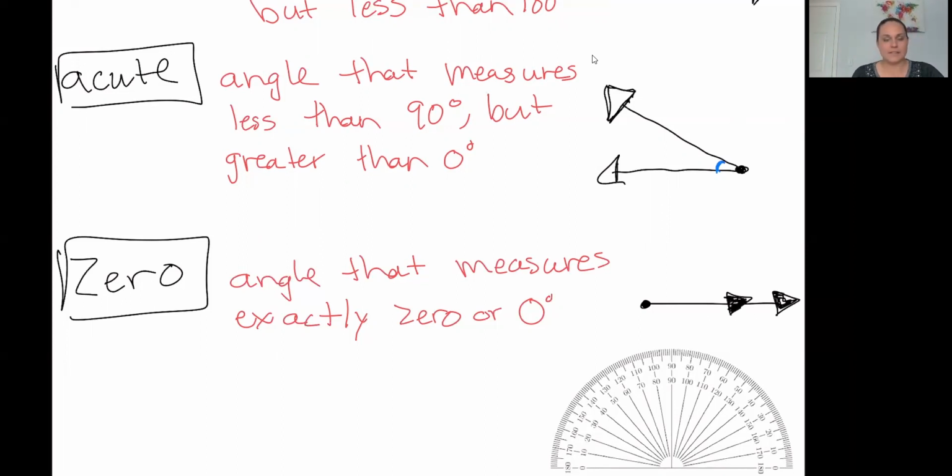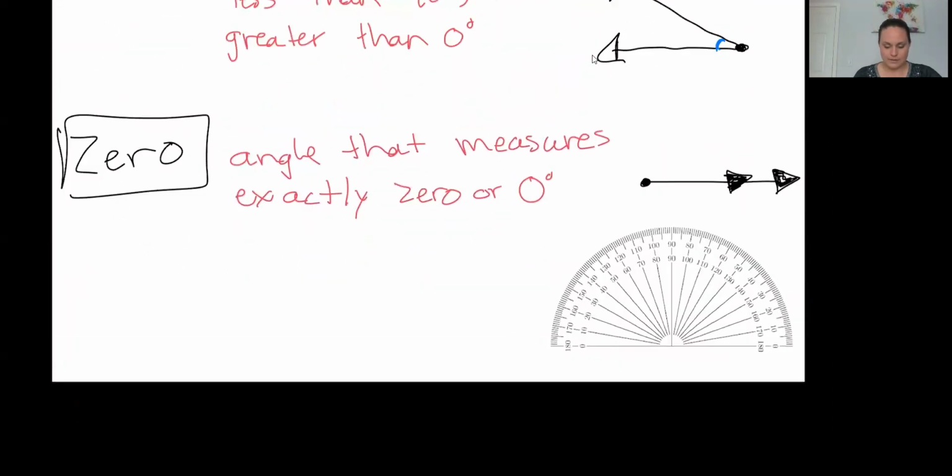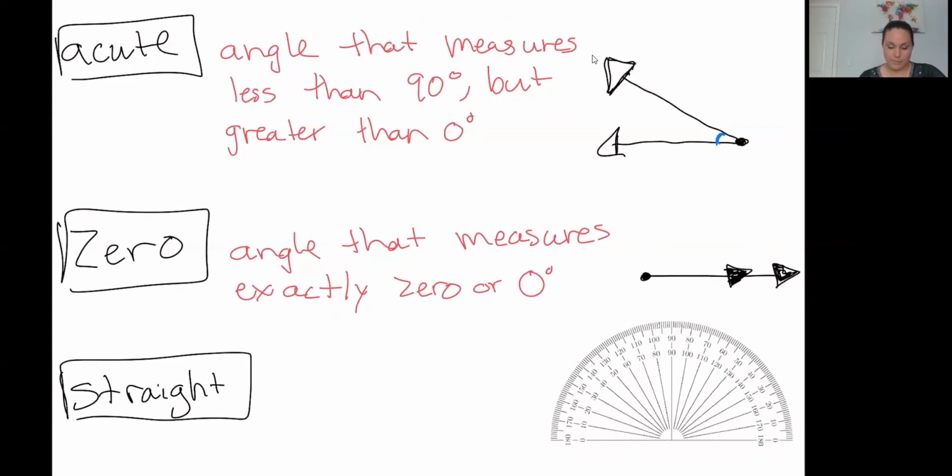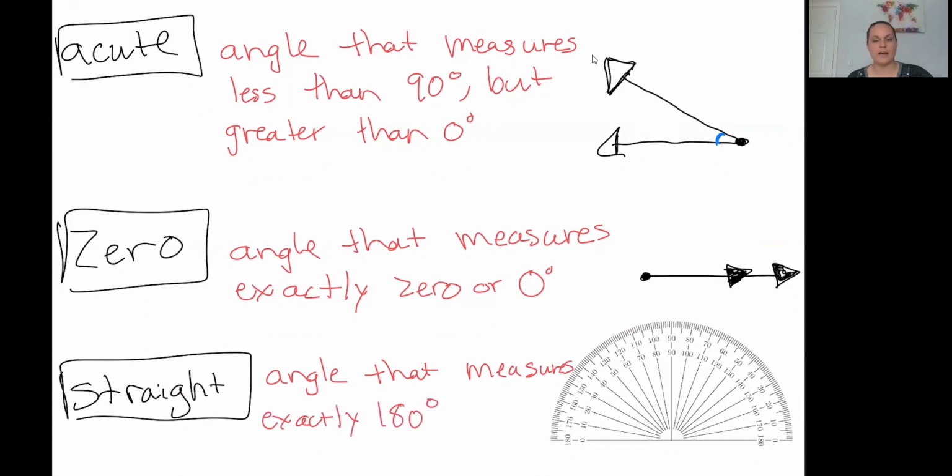So the next thing that we have, the next type that we would have is a straight angle. Okay, and you might be able to guess, just like with 0, this is an angle, if we lay it out straight, that measures exactly 180 degrees. Because when we have a full protractor, a full open angle, we get 180 degrees.